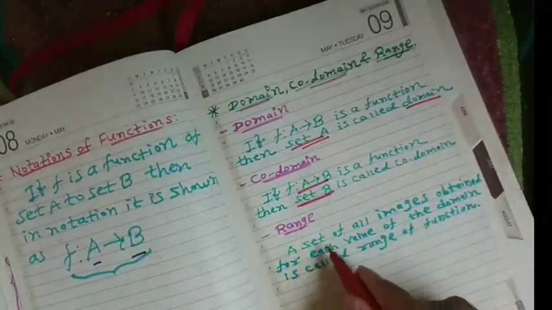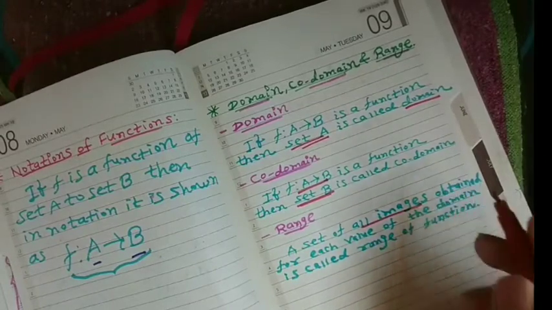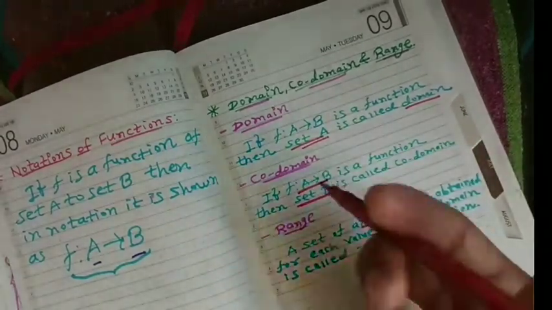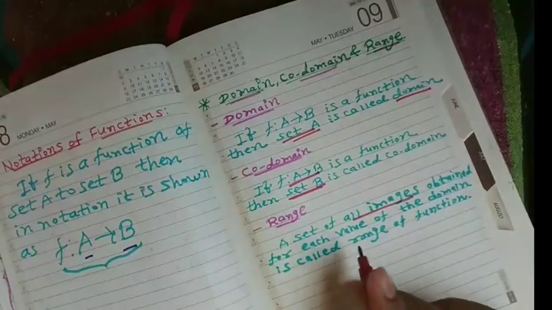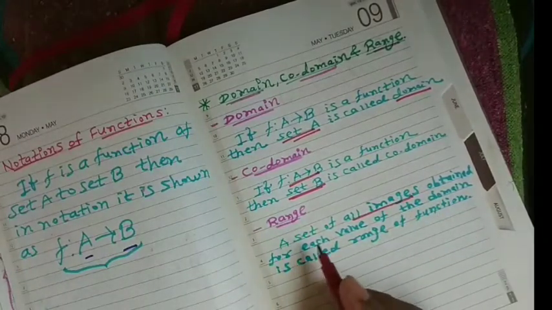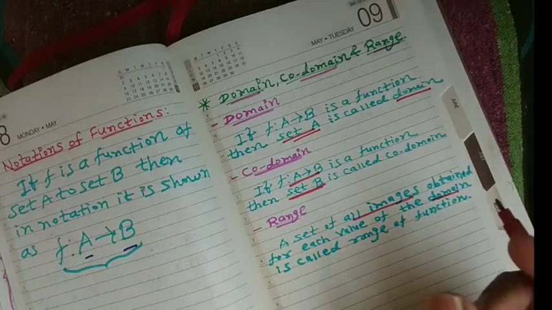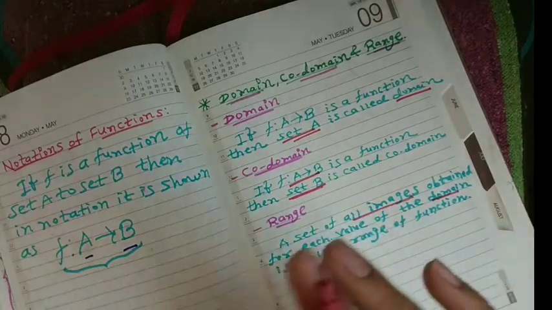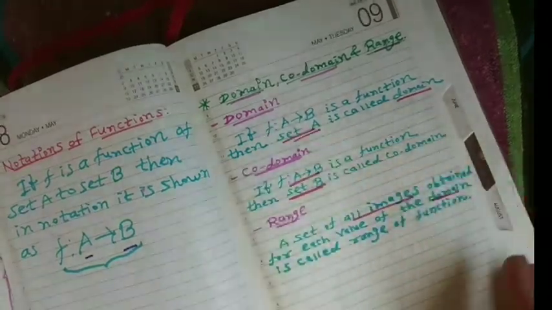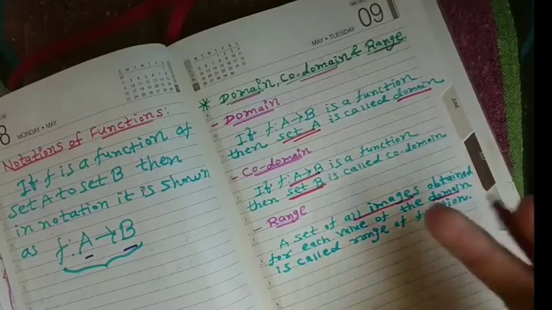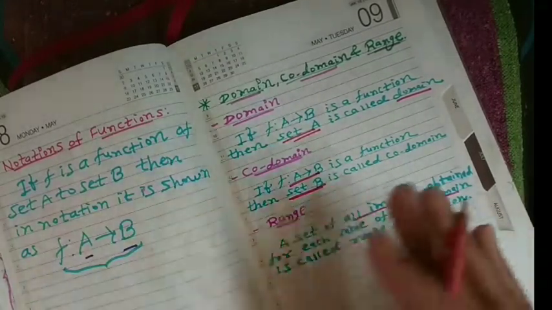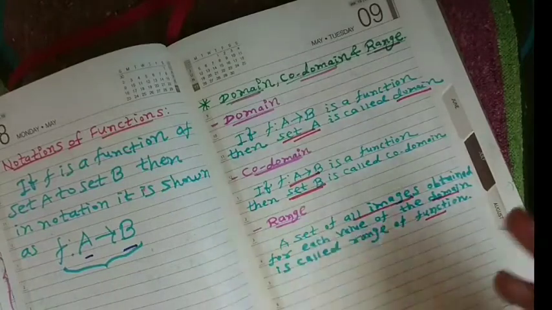Now we have to discuss the range. See, the set of all images, also called functional values, obtained for each value of the domain is called the range of a function. Okay, it is important. And how to find the range? We will discuss one example so that we can understand easily.